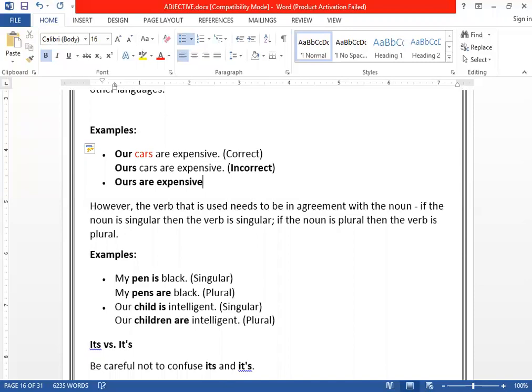We have already studied it. Then this one is correct. You can say ours are expensive. Now, ours is used in place of what? It is used in place of our cars. Clear? So you can simply say ours. It's a pronoun. So remember, don't say ours car, that's incorrect. For example, more examples. My pen is black, it's singular. My pens are black, clear? Our child is intelligent. Our children are intelligent.